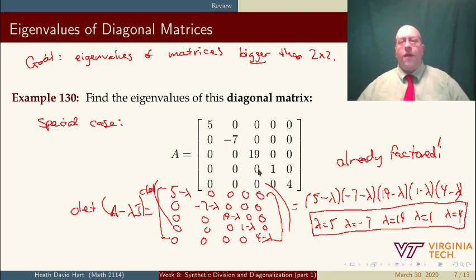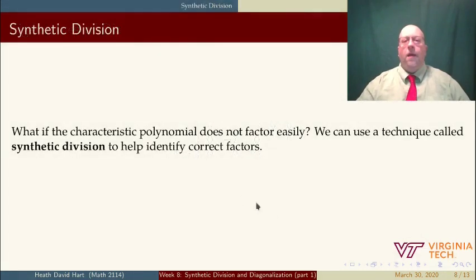But most matrices are not already set up in this form for us. And so a question I want to look at in the rest of this video is, what if the characteristic polynomial does not factor easily? We're going to use a technique called synthetic division to help identify correct factors. You may have seen synthetic division in a previous class, in which case the rest of this video is going to be review for you, and that's okay.